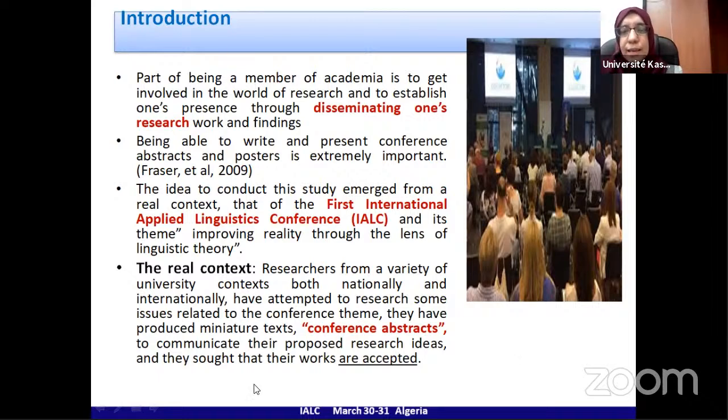The real context is that researchers, who are you, the participants, from a variety of university contexts, both nationally and internationally, have attempted to research some issues related to the conference theme. They have produced miniature texts, the conference abstracts, to communicate their proposed research ideas, and they thought that their works would be accepted. Here, this is the issue.